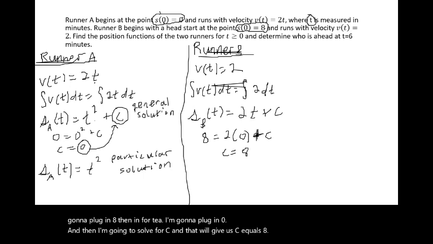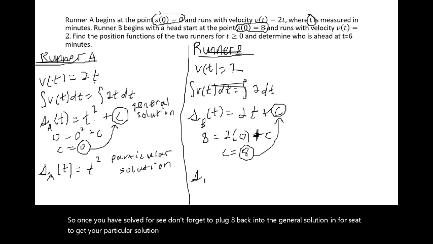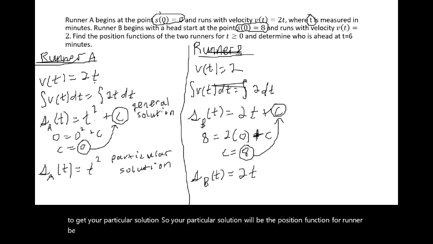So once you have solved for c, don't forget to plug 8 back into the general solution in for c to get your particular solution. So your particular solution will be the position function for runner B, which is 2t plus 8.